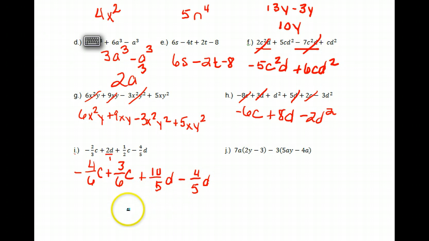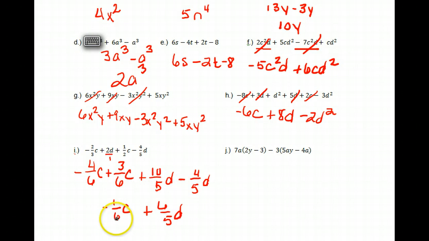So now at this point we do have fractions that have common denominators for our like terms, and we are able to combine them. So we're just simply going to add and subtract as we normally would. So we have negative 4 plus 3, which leaves us with a negative 1/6 C. And for my D's, I have 10 minus 4, which gives me a 6/5 D.